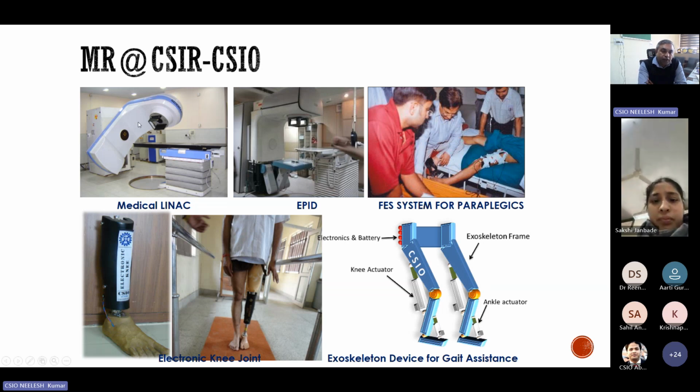This particular device has, as you are seeing the structure, I am talking of an image which says medical lineage here, and I hope you are able to see my cursor also.